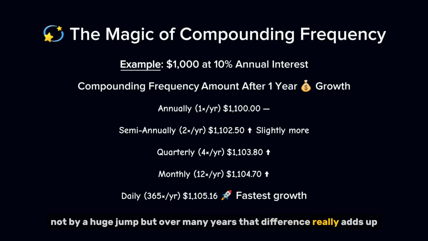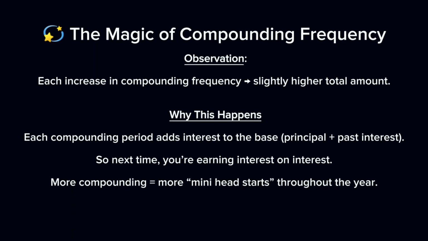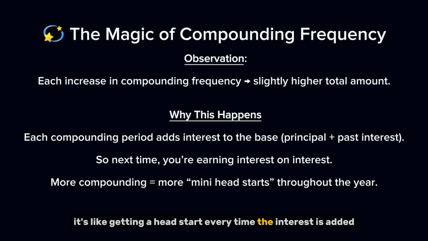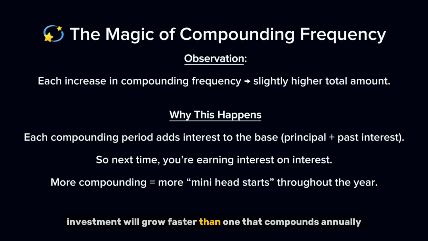Notice how the final amount grows slightly higher each time, not by a huge jump, but over many years, that difference really adds up. So, the more frequently interest compounds, the faster your money grows. It's like getting a head start every time the interest is added, because each small gain becomes part of the base for the next one. That's why when you see compounded monthly or compounded daily, it usually means your investment will grow faster than one that compounds annually, even if the stated rate looks the same.